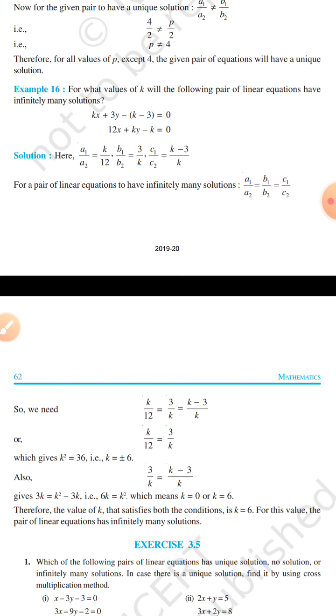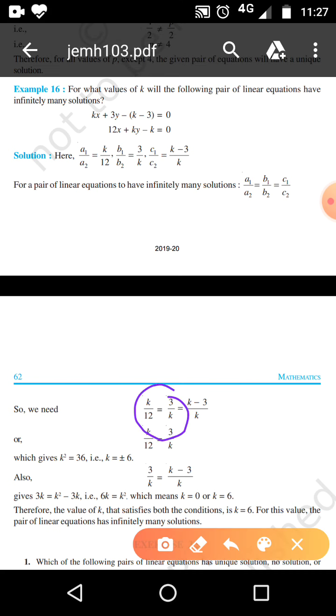You just take this one, then k square is equal to 36, so k is equal to plus minus 6. So this is one value of k, and if 3 by k is equal to k minus 3 upon k, then k is equal to 0 or 6. The common value is k is equal to 6. So for k is equal to 6, the given pair of linear equations has infinitely many solutions.